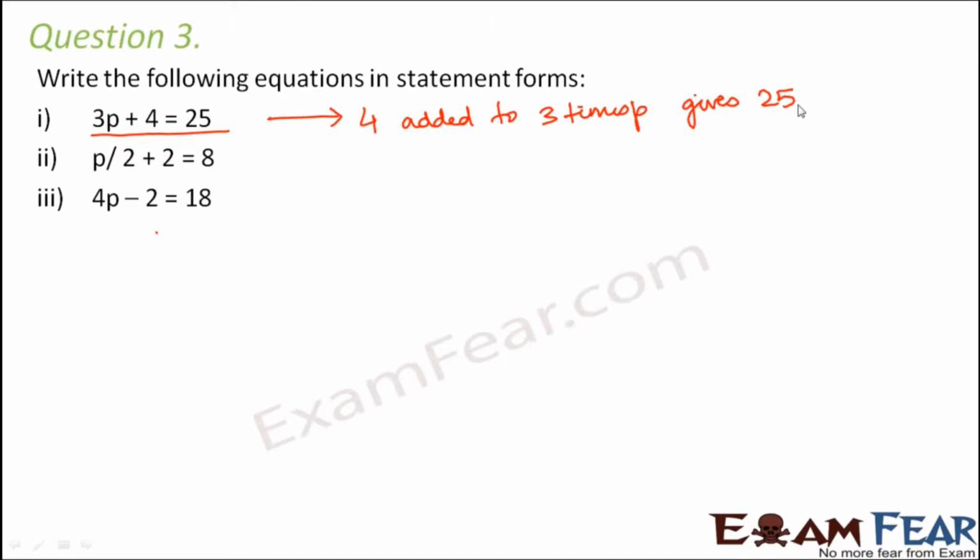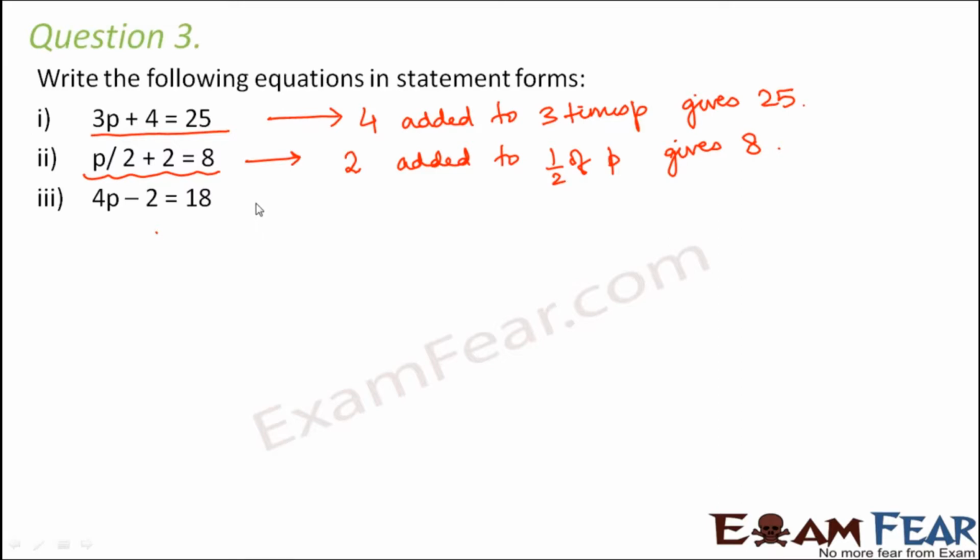Gives 25. Similarly, in the second one, what are we doing? We are adding 2 to half of p. So 2 added to half of p gives 8.